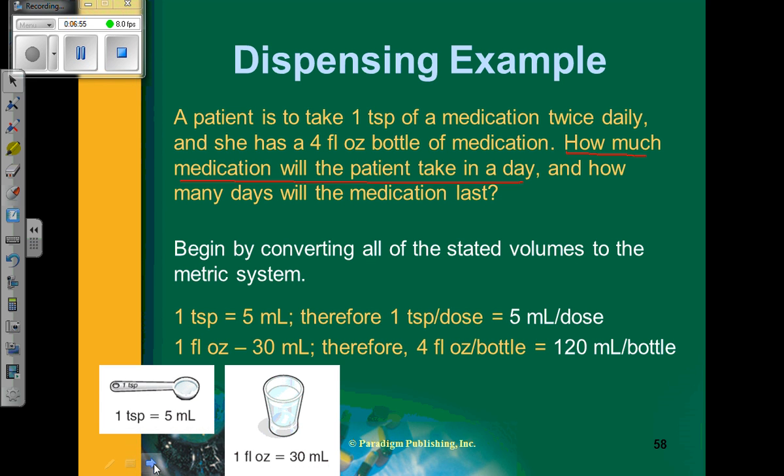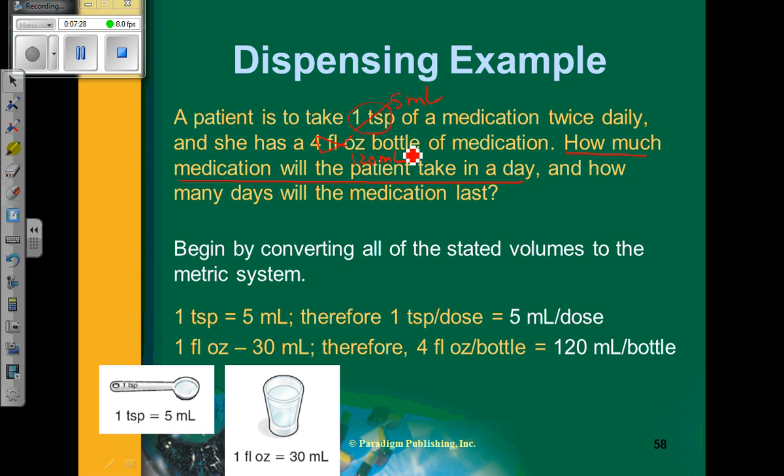So to determine how much medication the patient is to take daily, what I usually do is convert everything to milliliters. So the 1 teaspoon, like we said, and if you want to write it on your question, you can make it a little bit easier. 1 teaspoon equals 5 milliliters, and your 4 ounces is going to equal 120 milliliters. Okay, so how much medication will the patient take in a day?